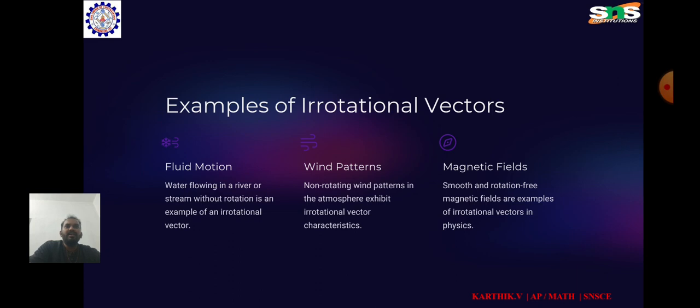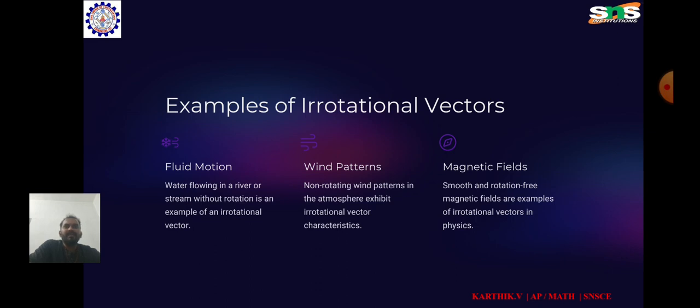Examples of irrotational vectors: fluid motion, wind patterns and magnetic fields. Fluid motion. The flow of an inviscid incompressible fluid around a stationary sphere at low Reynolds numbers is an example of an irrotational flow. The velocity field around the sphere is irrotational away from the surface.